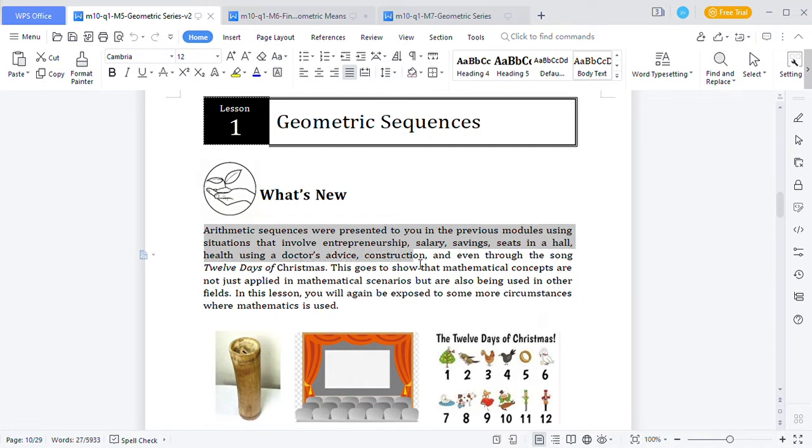We also have there the construction, and even the song 12 Days of Christmas, right? So those were some of the examples we gave during our discussion of arithmetic sequence and arithmetic series. This goes to show that mathematical concepts are not just applied in mathematical scenarios, but are also being used in other fields. So in this lesson, you will again be exposed to some more circumstances where mathematics is used.